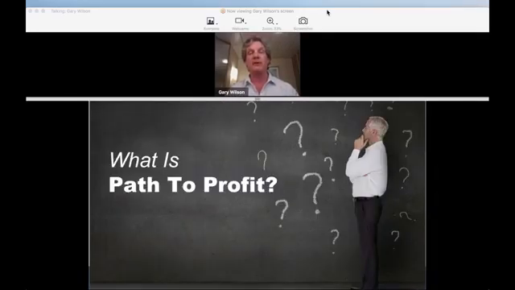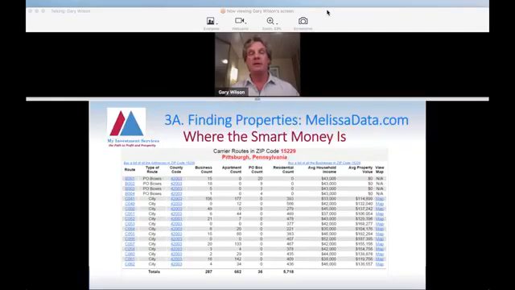First things first, this is called Melissa Data.com. When we're buying rentals, or helping investors buy rentals, we like to use this tool in the beginning because, number one, it's free. It came out as a result of the U.S. Postal Service's Every Door Direct Mail marketing program. It's a program anybody can use.